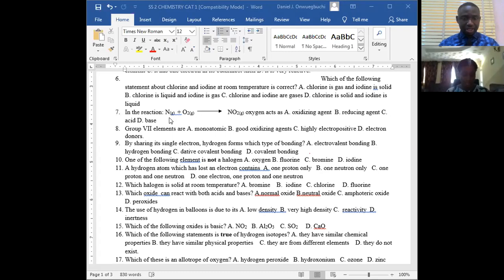The use of hydrogen in balloon is due to what? Remember, I told you hydrogen has low density. Low density. Good. Number 15. Which of the following oxide is basic?